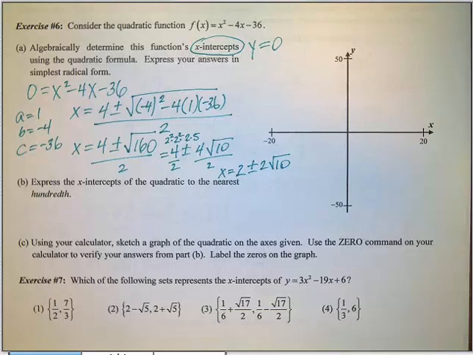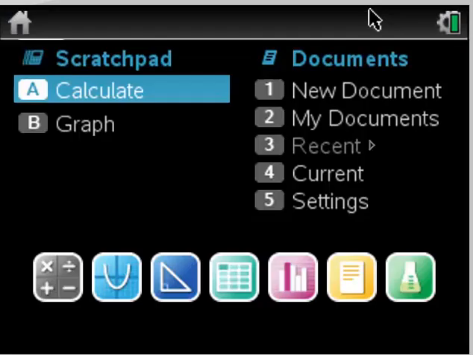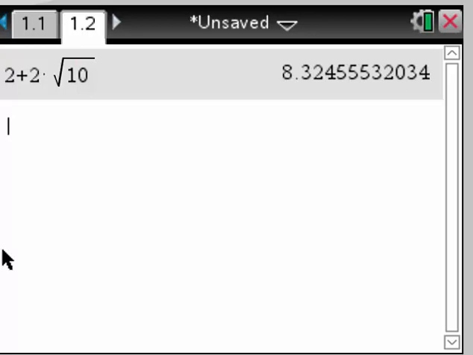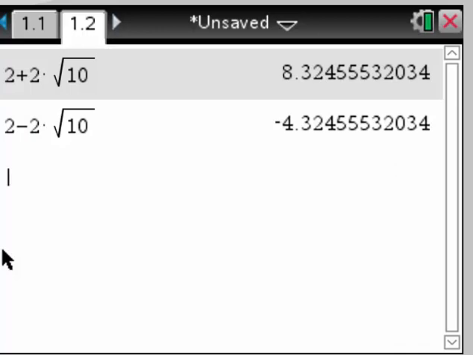So I'm going to grab my calculator. And again, I can only put in one at a time. So 2 plus 2 radical 10. So 2 plus 2 radical 10 to the nearest hundredth is 8.32. Now its conjugate, 2 minus 2 radical 10 is negative 4.32.